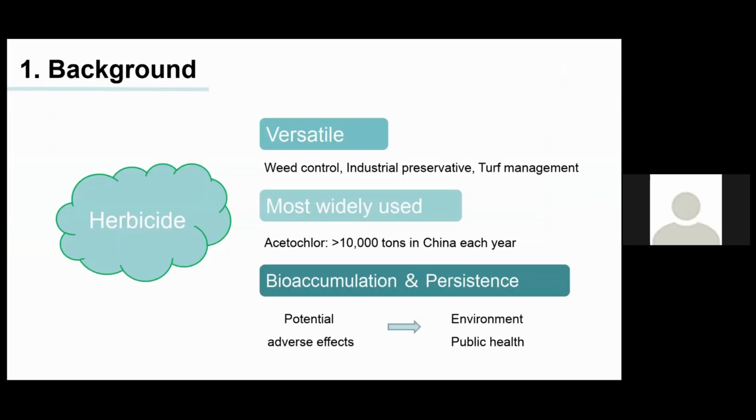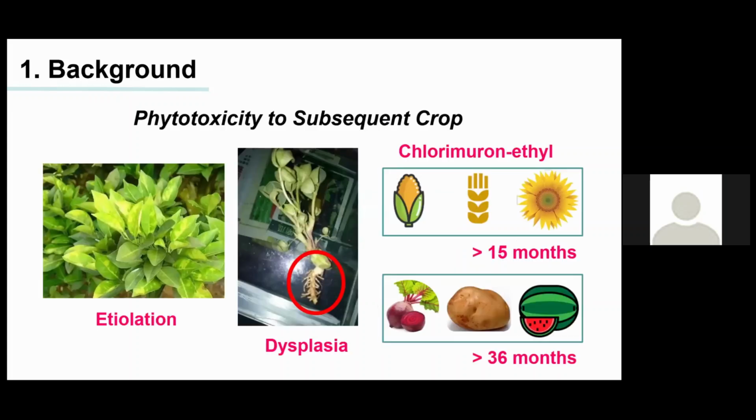Herbicides are the most widely used pesticides for weed control, industrial, preservative, and turf management. However, some herbicides have faced increasing criticism due to their potential adverse effects on the environment and public health. For example, even trace-level residues of chlorimuron-ethyl in the environment could cause phytotoxicity to subsequent crops for years.